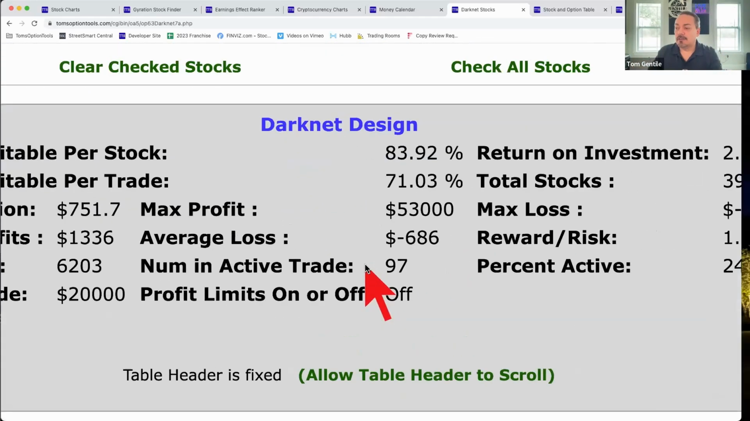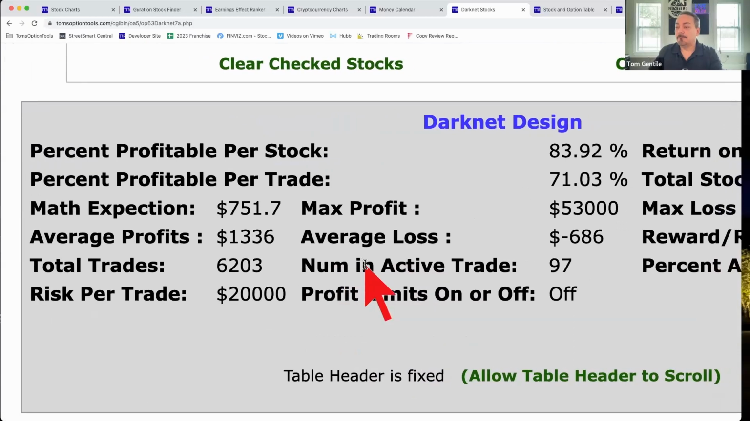So these are the Darknet trades that we're seeing on those 400 Darknet stocks, going back 2,500 days. 83% of the stocks made money. When you look at a stock, it may have had more than one signal. If it had one signal in 10 years, it's 100% accurate.